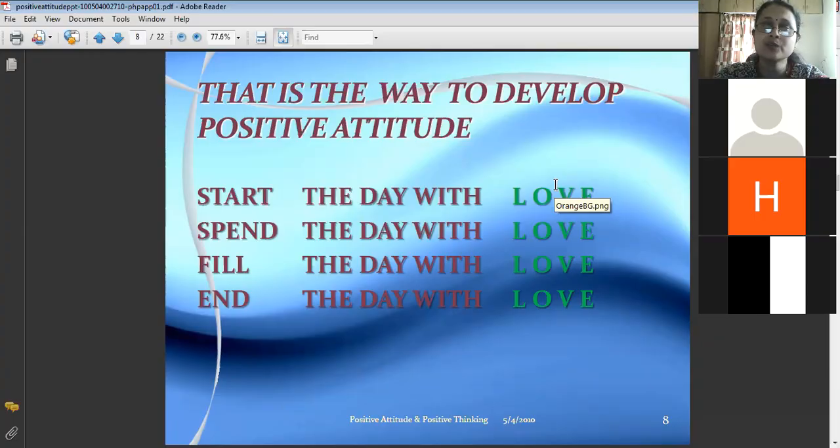So it is better you always start your day with something positive, and that positive thing will carry you through the whole day. It will make you happy, or at least satisfied and content. And you will look at the people around you with positivity.